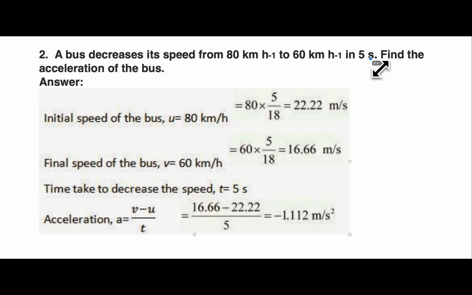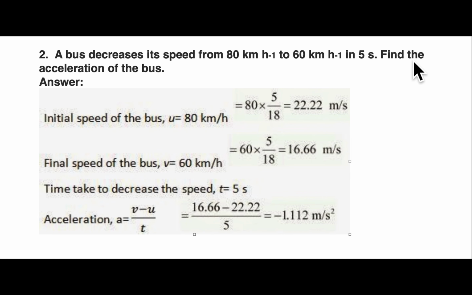As time is 5 seconds, we will convert the units kilometer into meter. So speed in kilometer per hour will be converted into meter per second, as you have done earlier also: when we have to convert kilometer per hour into meter per second, we multiply by 5 by 18. So 80 multiplied by 5 by 18 gives us 22.22 meter per second. Similarly, we will convert v into meter per second. This will come out 16.66. So time is 5 seconds.